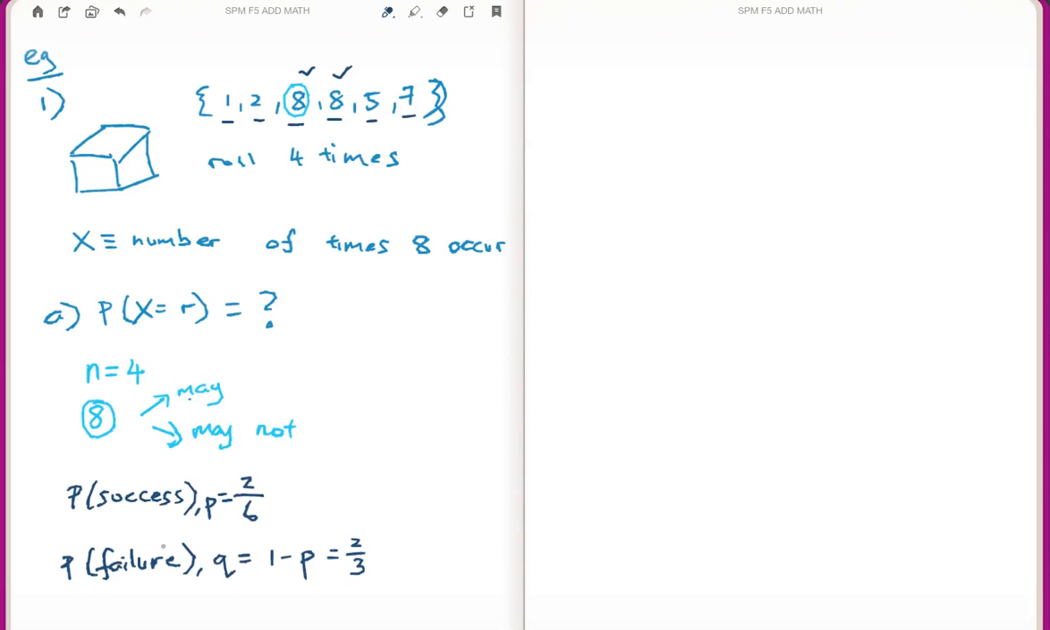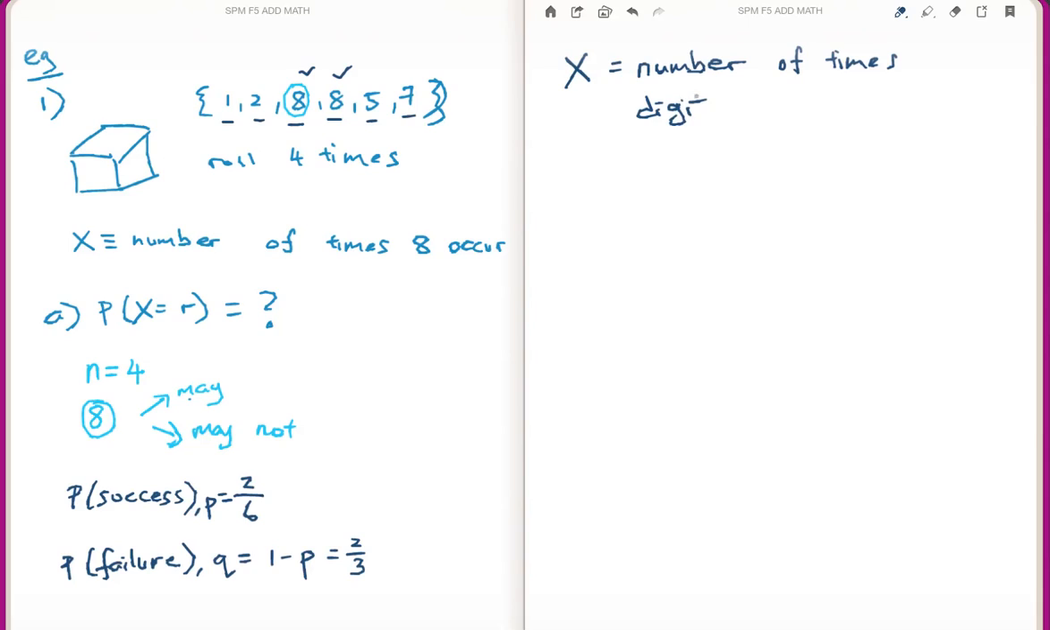So you have success and failure, and you may also want to define them in your answer. Once you find success and failure, the next thing you want to do is define X. How do you define X? Go to the question and summarize it: X is the number of times digit 8 occurs in 4 trials.